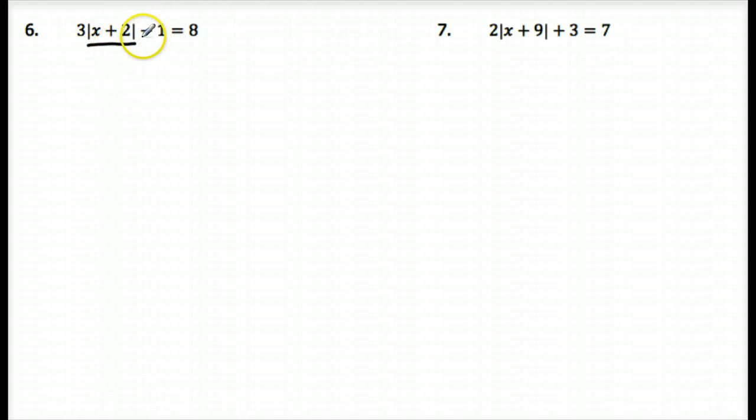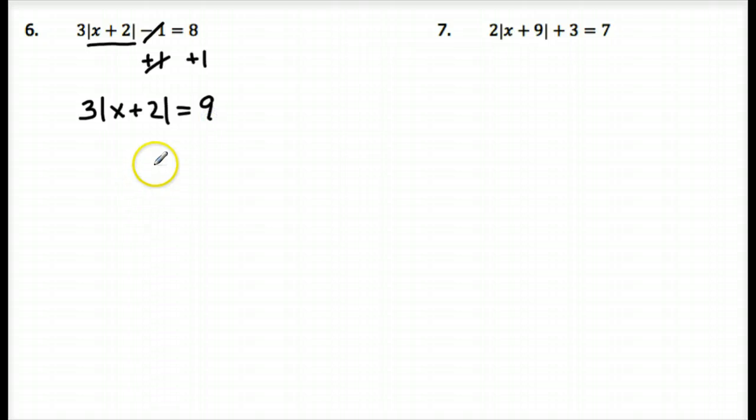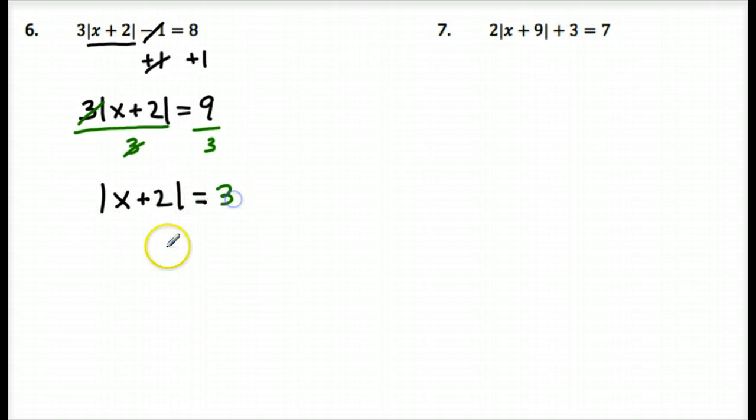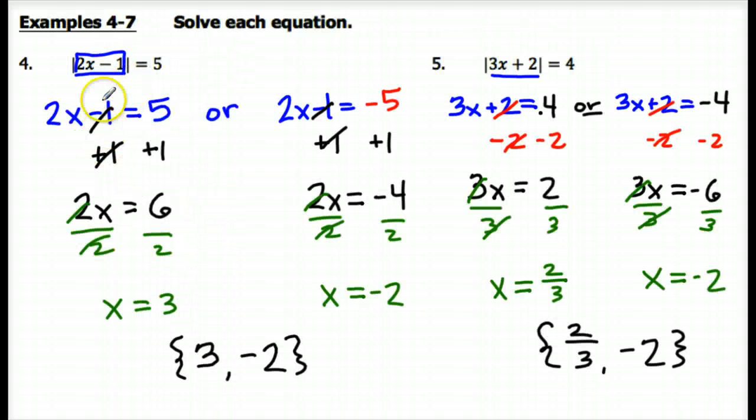The first step is I'm going to get rid of this subtract 1 by adding 1 on both sides. Okay, so when I add 1 on both sides, that's going to leave me with just 3 times the absolute value of x plus 2 equals 8 plus 1 is 9. The second thing I'm going to do is get rid of this 3. So anything not inside the absolute value bars you want to get rid of. So I'm going to divide both sides by 3 since it was multiplying. That's going to leave me with the absolute value of x plus 2 equals positive 3. Now we have an equation that looks like what we started with on 4 and 5.